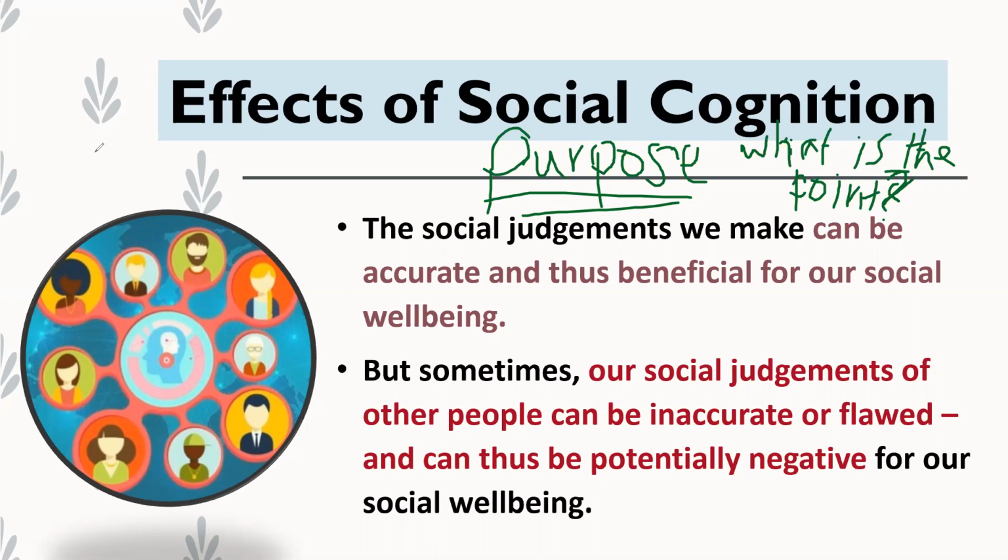So sometimes our social judgments of people can be inaccurate or flawed, and a lot of the time this tends to happen when we don't make social judgments that are informed. So when we base our judgments on things like suspicion, on misinformed concepts, or ill judgments that are not actually based on actual truth or substantiated claims, this can obviously then be negative for our well-being.